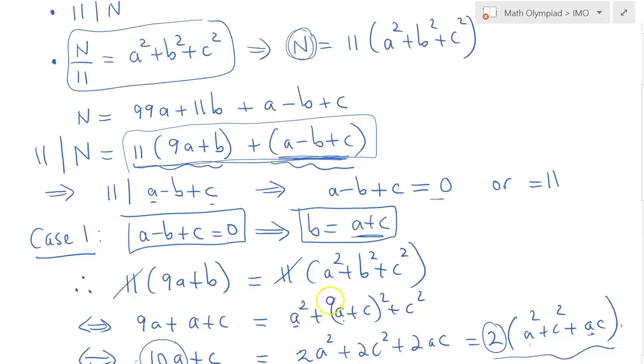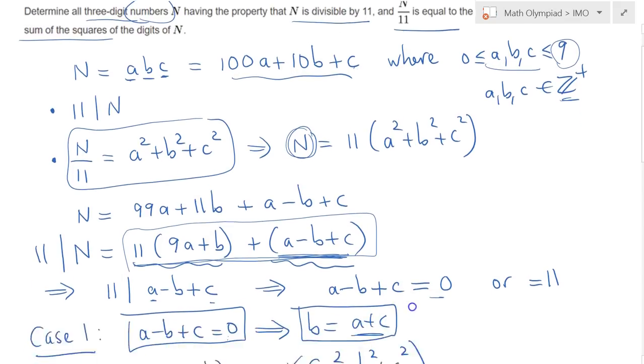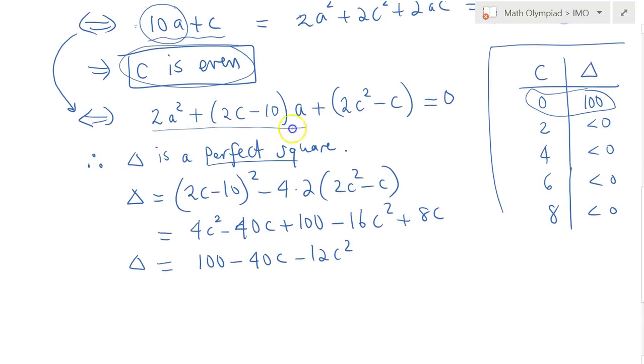Remember that c is the units digit of our 3-digit number. And now let's go back to our quadratic. Taking it back from here, we have 2a squared. I don't want to use the quadratic formula, obviously. Well, actually, I already calculated the discriminant. Why not? So the roots would be... I need to calculate it carefully. Okay, let's just keep the thing.